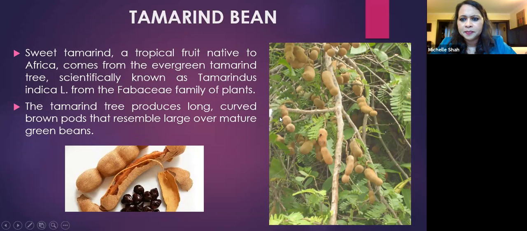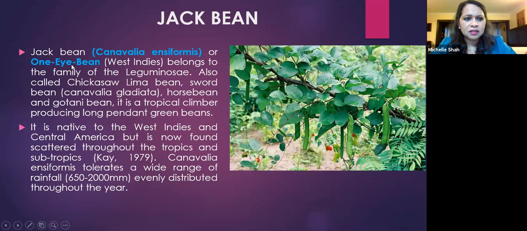Then we also have in Trinidad the jack bean or the one-eye bean. It belongs to the family Leguminosae and it is called Chickasaw lima bean or sword bean, horse bean or Gotani bean. It is a tropical climber producing long pendant green beans. It is native of the West Indies and Central America, but is now found scattered throughout the tropics. And it tolerates a wide range of rainfall, 650 to 2000 millimeters of rainfall, but evenly distributed throughout the year. So the jack bean has this appearance as shown in the photograph.